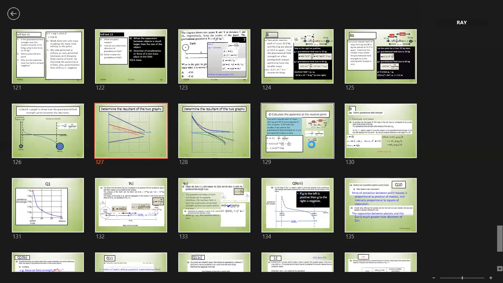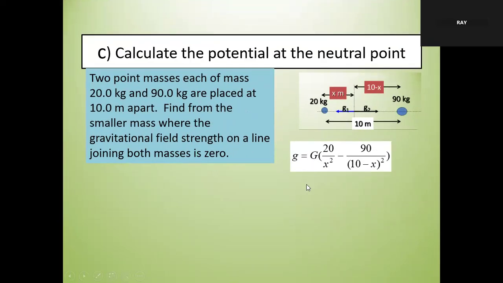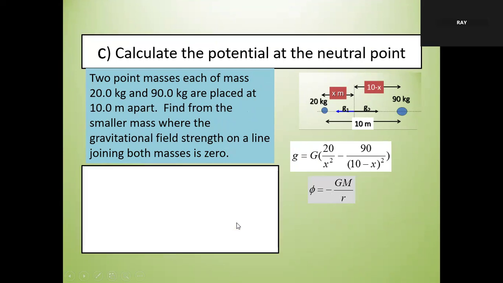Okay, let's calculate the potential at the neutral point. The field may be 0, but the potential is not 0. That's the formula for potential. So we take our G out, M over R, with R is x, that's the first one. And then minus the second one. That's your G we have taken out. M is 90, R is 10 minus x.